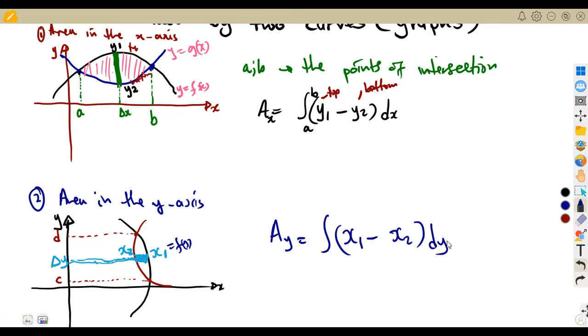All right, so it's going to be with respect to y. Then the limits taken from C to D, whereby C is the lower limit and D being the upper limit in this case. All right, so you're going to have C being the lower limit and D being the upper limit, like that. All right, so that's how you're going to find your area. So C and D are the points of intersection, just like what we had with A and B.